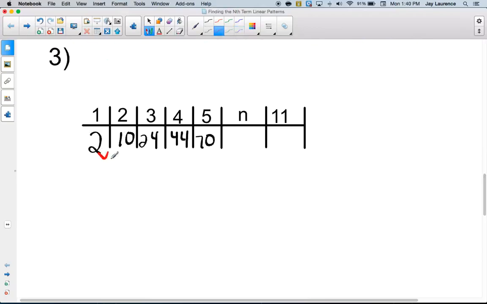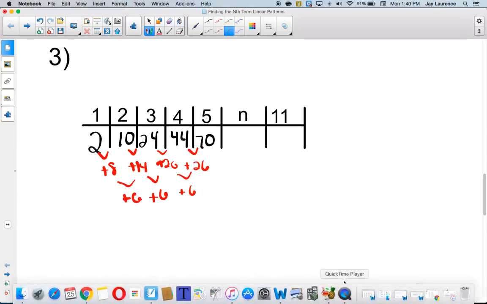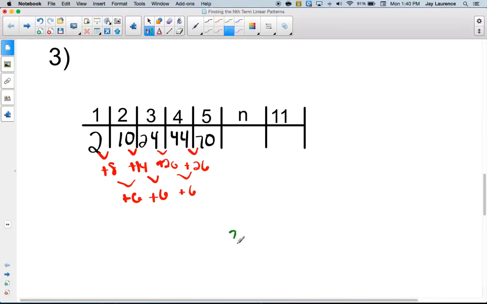So again, I'm going to go first differences: plus 8, plus 14, plus 20, and plus 26. So the second differences are plus 6 every single time. Okay, so I know it's going to be n squared, but it'll be half of 6, so it'll be 3n squared, right? 1, 2, 3, 4, 5.